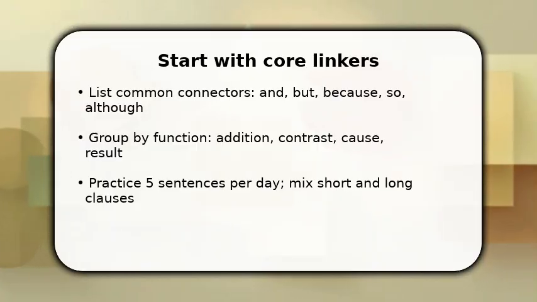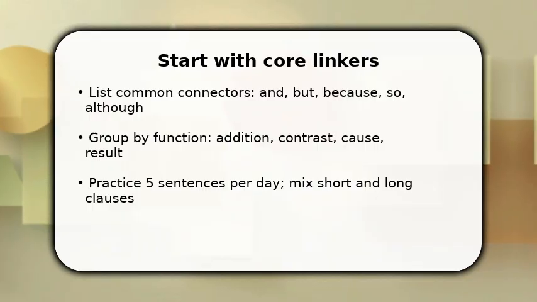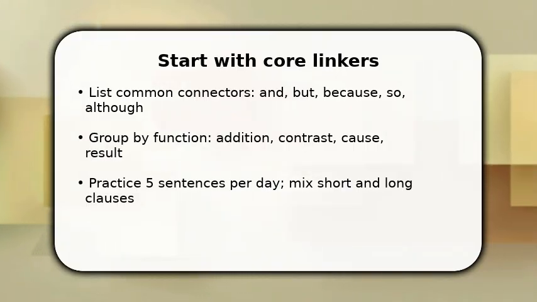You already know a few linkers, now use them. Begin by sorting connectors into 4 groups: addition, contrast, cause, and result. Once grouped, write 5 quick sentences that pair a main clause with a connector. For example, use because to show cause and but to show contrast.